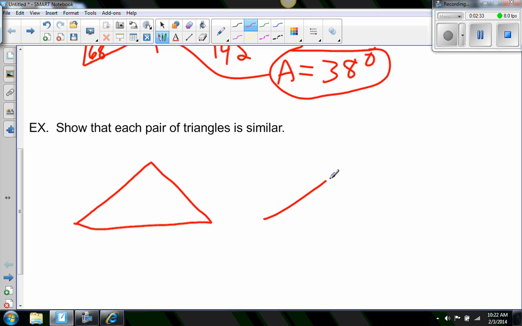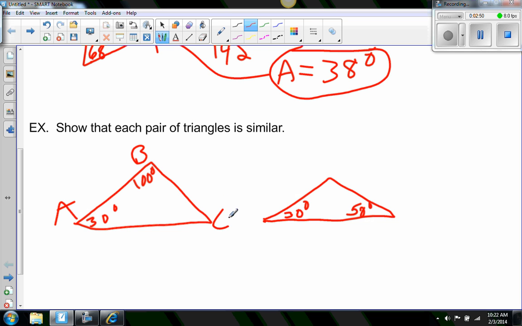Again, ignore my horrible artwork. Just pretend these look similar. So we're going to do a 30 and a 50. And over here, we're going to do a 30 and a hundo. Okay, so we better give these names so that we can compare them correctly. So D, E, F.